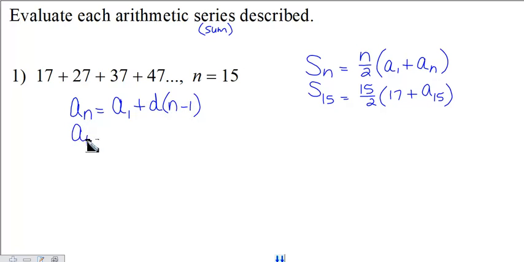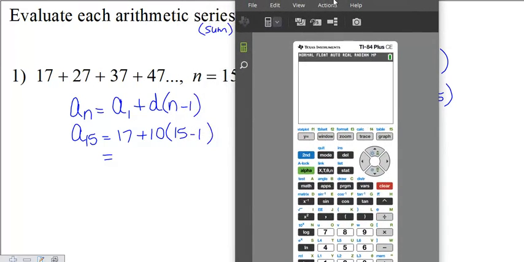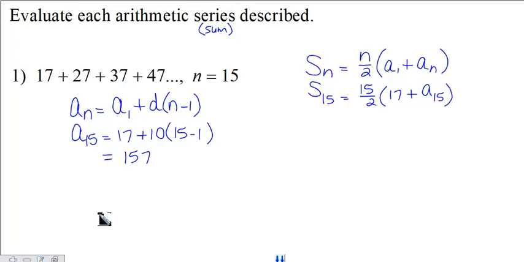I want to find term 15, so I will put a 15 everywhere that I see an n. I know what the first term is, 17. I also know the difference. I'm adding 10 every time I want to move forward. So, a sub 15, I need to figure out what this is. If you need to pull out a calculator, that's fine. You've got 17 plus 10 times 15 minus 1, or 14. You get 157 for the 15th term.